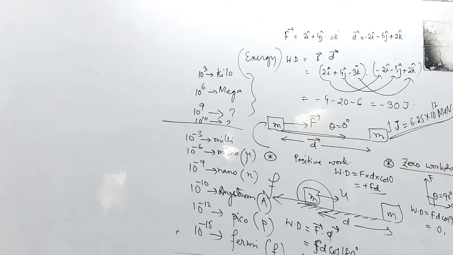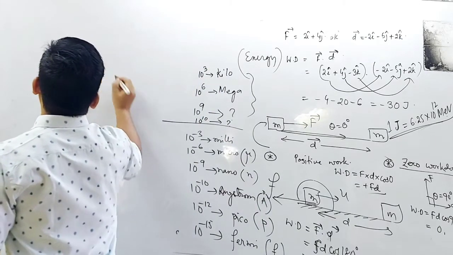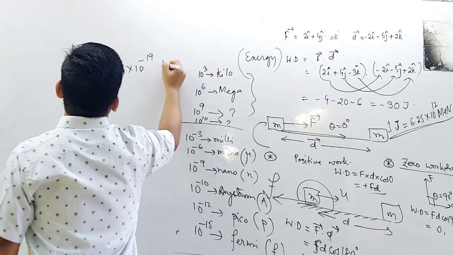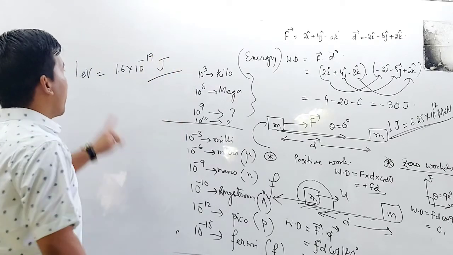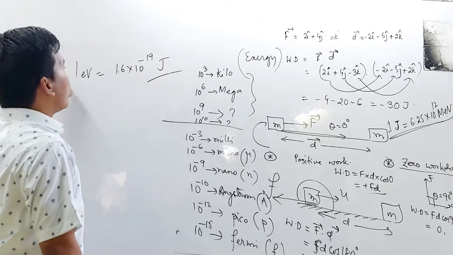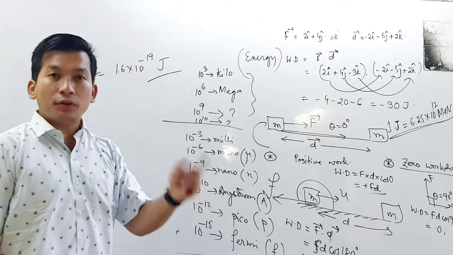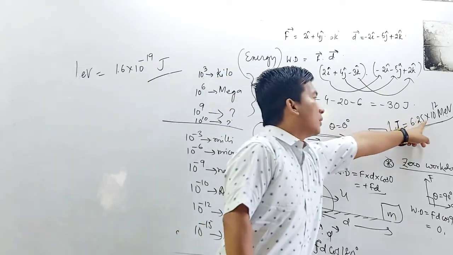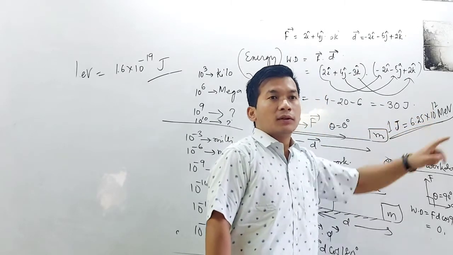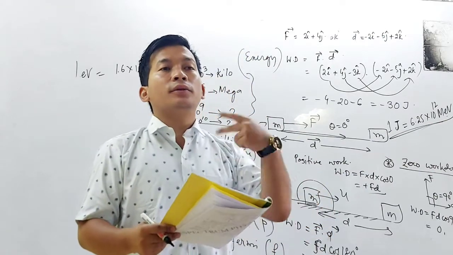How to convert electron volt is very simple: 1 electron volt will be equal to 1.6 into 10 to the power minus 19 joule. This is very easy. However, converting joule in terms of electron volt or mega electron volt is the difficult way, so you have to memorize 6.25 into 10 to the power 12 along with the standard 10 to the power notation.